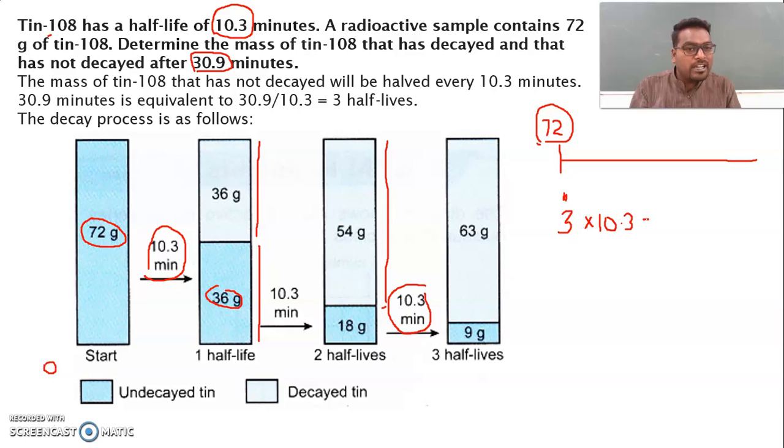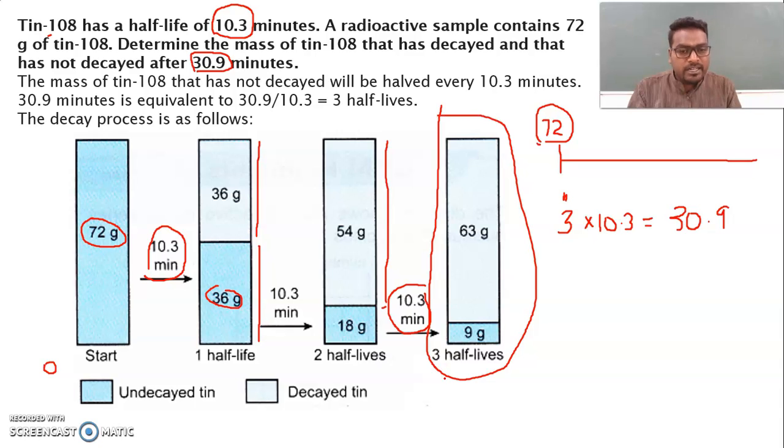So what is the total time it can take to reduce to 9 gram? It takes 30.9 minutes. So at 30.9 minutes, this is the final state. At 30.9 minutes, 63 gram of tin has undergone nuclear decay and 9 gram is remaining. This is the solution.